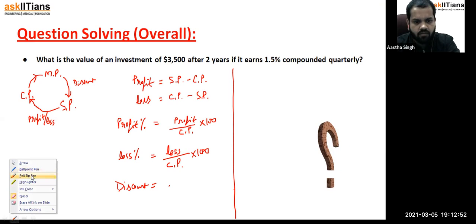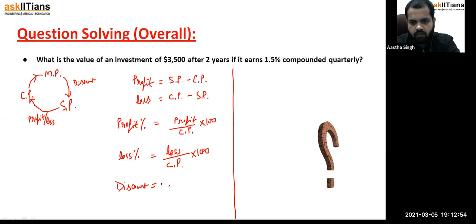What is discount? Marked price minus selling price. Okay. What is discount percentage? Discount percentage is discount divided by what? Divided by marked price into 100.